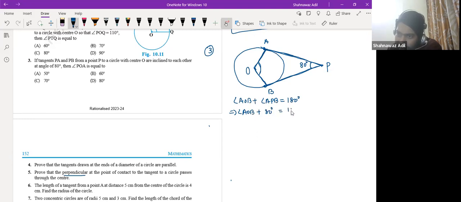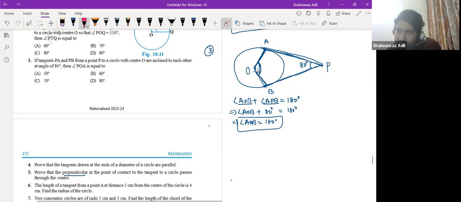So AOB would be how much? 180 minus 80, that is 100. I'm telling about this angle AOB. So this is angle AOB, and this is angle APB. These two angles are supplementary, right? Yes. Now they are asking about this PO.